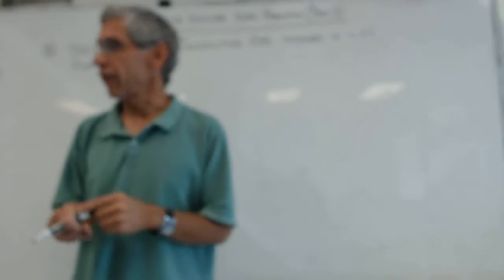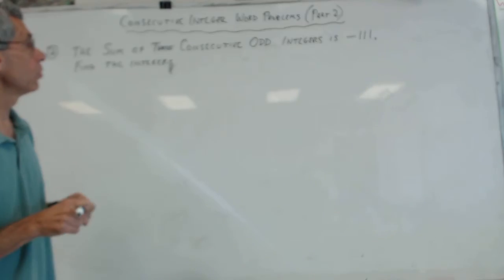Okay, the sum of 3 consecutive odd integers is negative 111. Find the integers. So we know that they're not fractions. We know they're whole numbers that can be positive or negative. And we have 3 of them. So what is my first number? Dee Dee, what is my second number? X plus 1. All right, is she right?